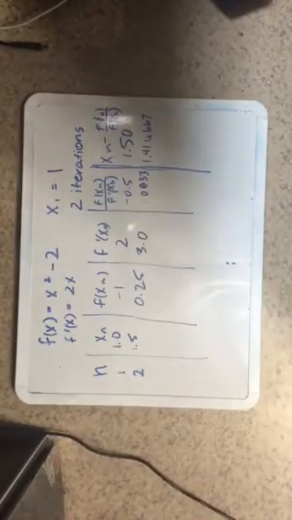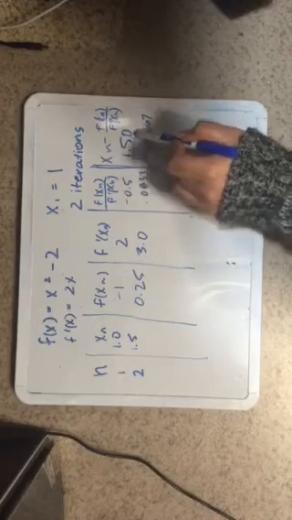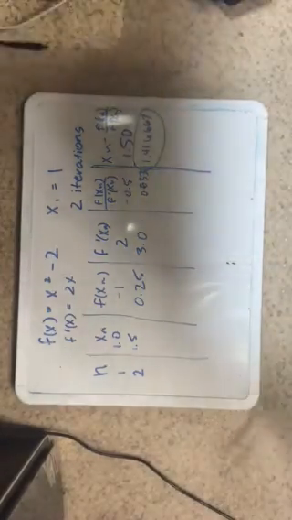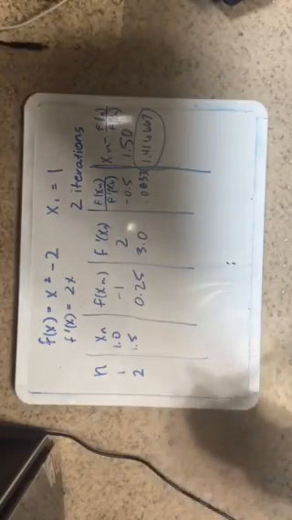But since it only says 2 iterations, we're only going to go to 2, and your answer would be x equals 1.4166667. And that would be all for Newton's method.